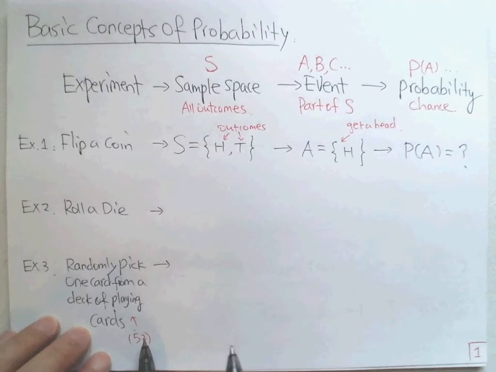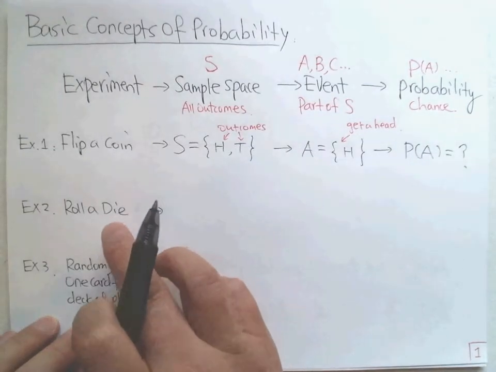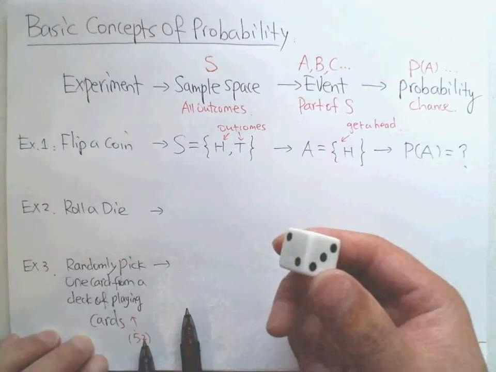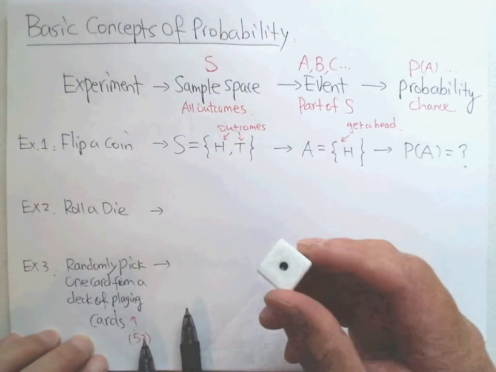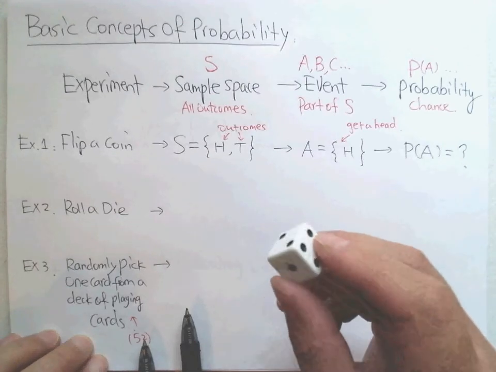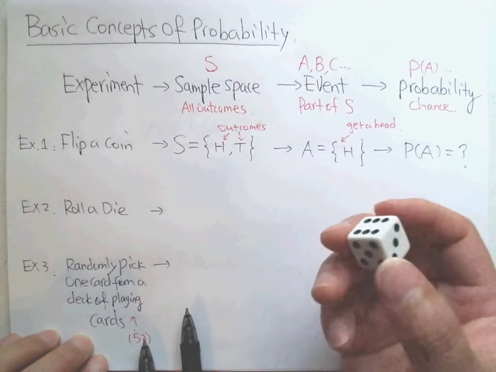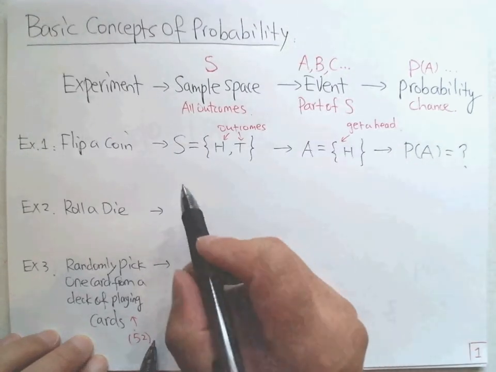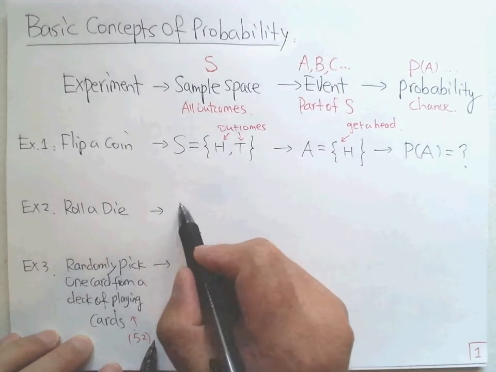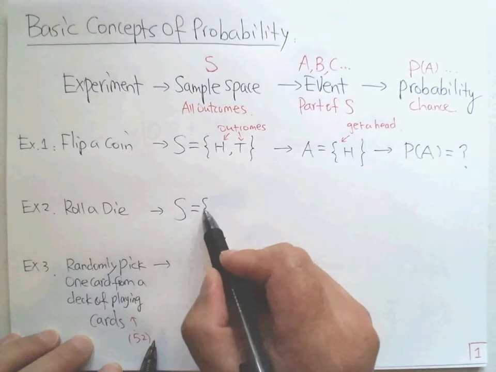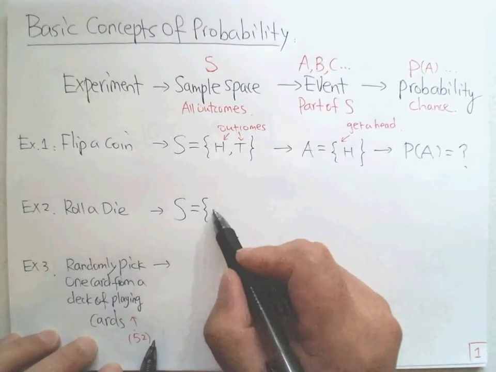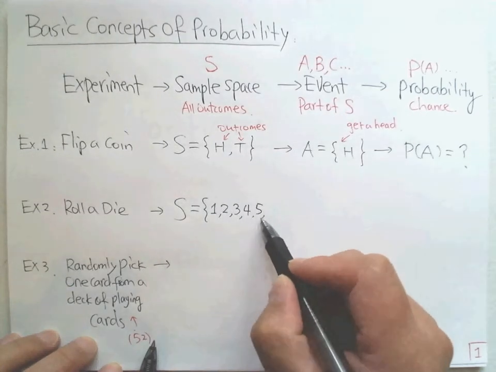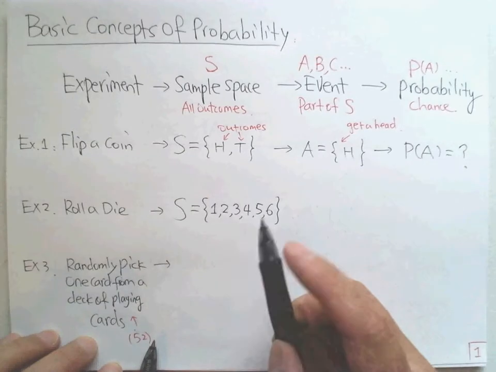Let's look at one more. Another example is to roll a die. This is a normal die with 6 sides, and each side has a number from 1, 2, 3, 4, 5, 6. I'm going to roll, and I get a 2. What is the sample space? I write this: how many numbers could I get? I could get a 1, a 2, a 3, a 4, a 5, or a 6. This is all the outcomes.